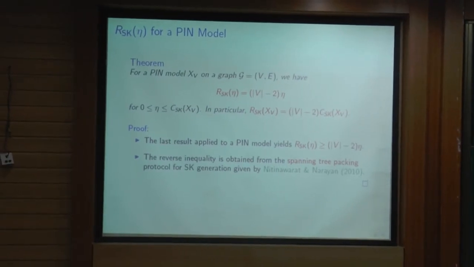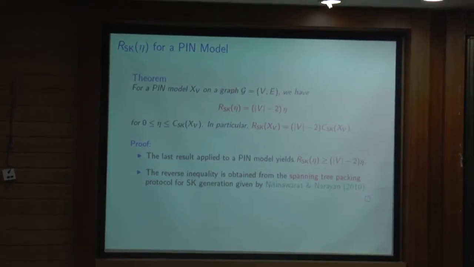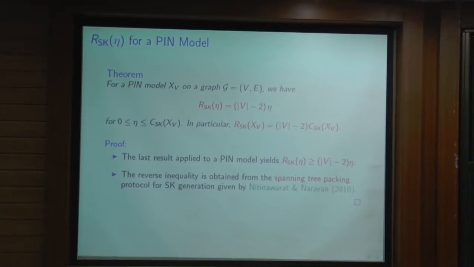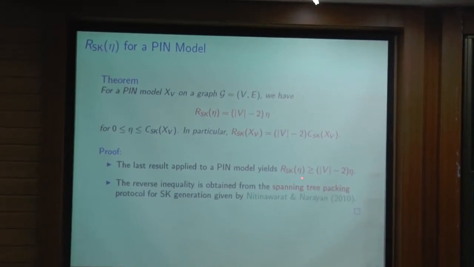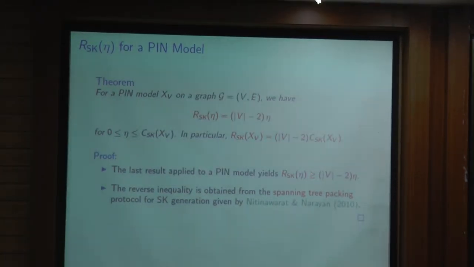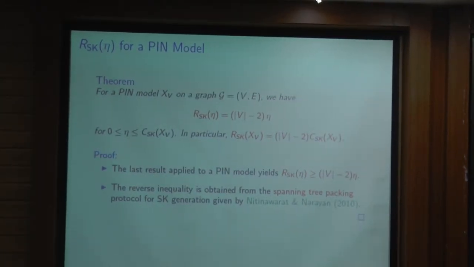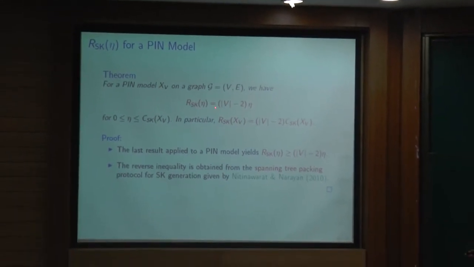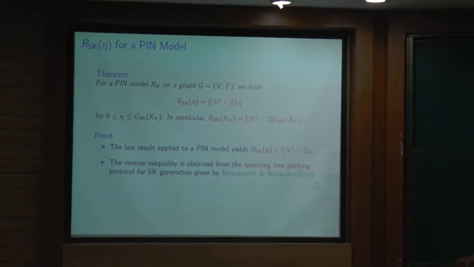So we get an equality for this last one. Intuition for this lower bound? No. The upper bound just comes from the spanning tree packing protocol. That's why you have an equality here. The lower bound is a consequence of this inequality.